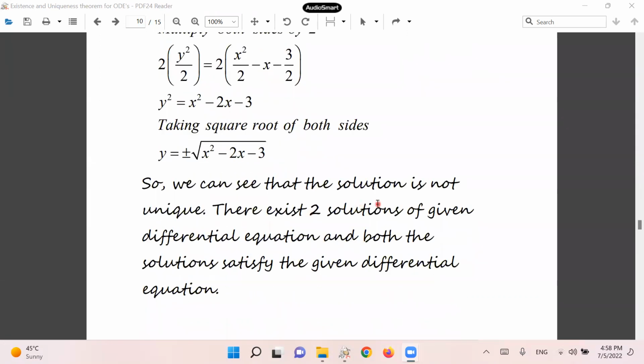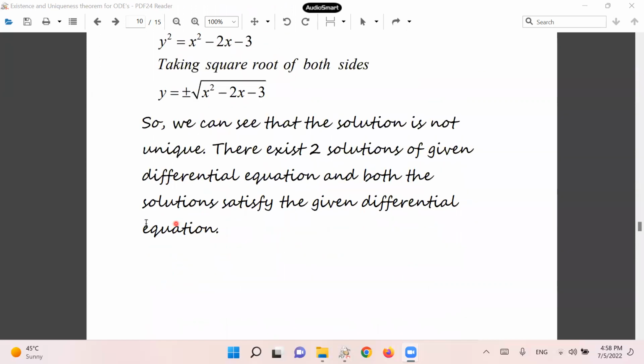So we can see here that the solution is not unique. It is not one solution. We are getting two values of y, one with the negative sign and the other with the positive sign. So there exist two solutions of the given differential equation, and both solutions satisfy the given differential equation.